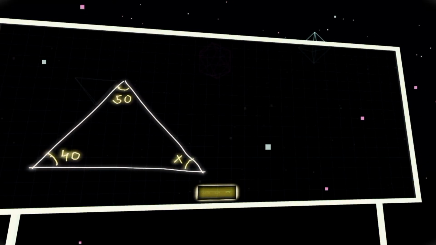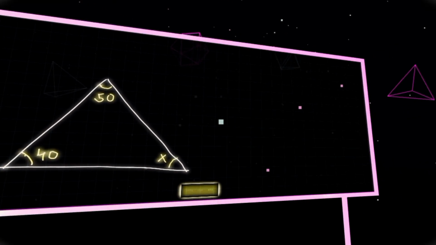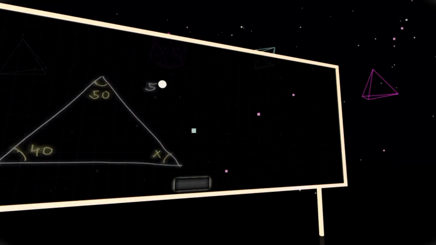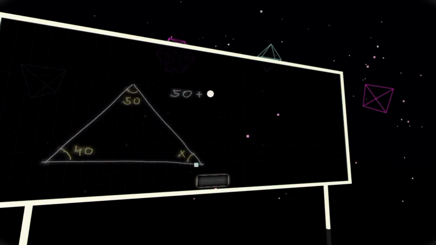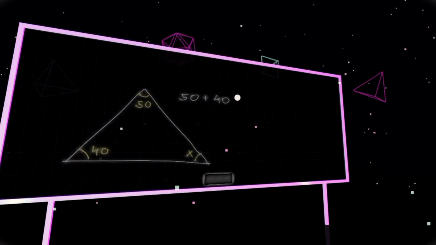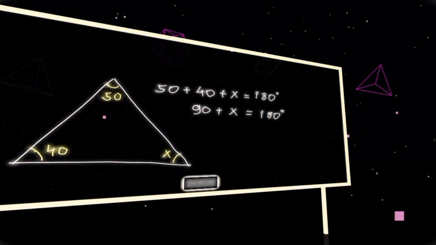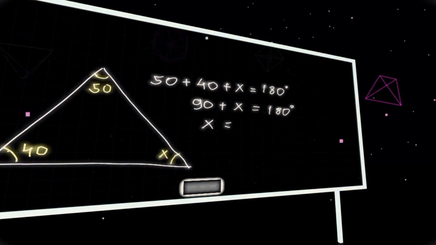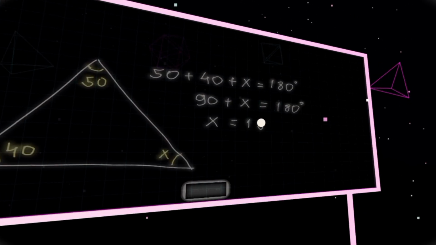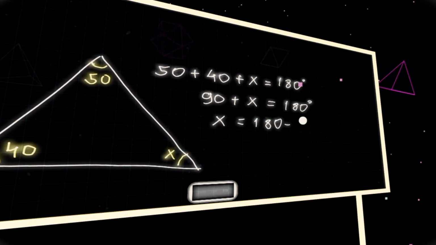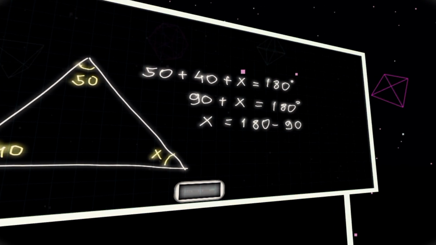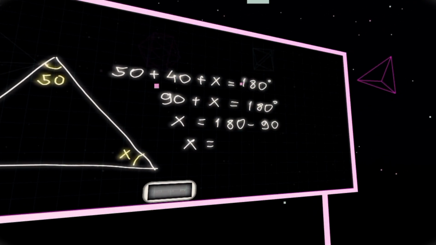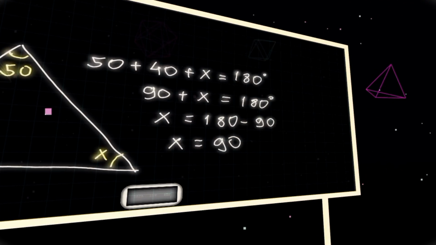We can use this as an example to find the value of angle x. We already know that the sum of the three angles is 180, so we set up this simple equation. It will be 50 plus 40 plus x equals 180. Adding them up, we get 90 plus x. Subtracting 90 from both sides, we get that x equals 90 degrees. It's a simple example, but one that makes the importance of this statement clear.